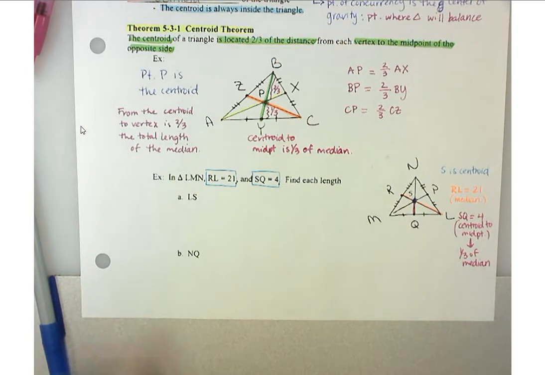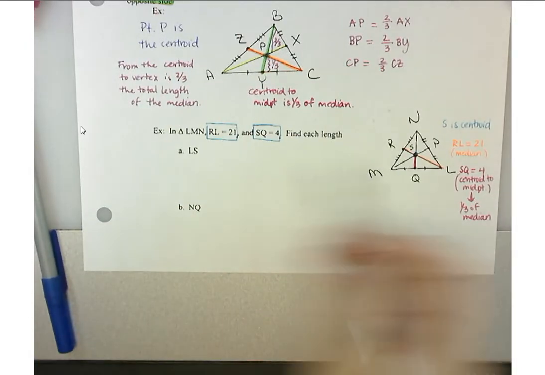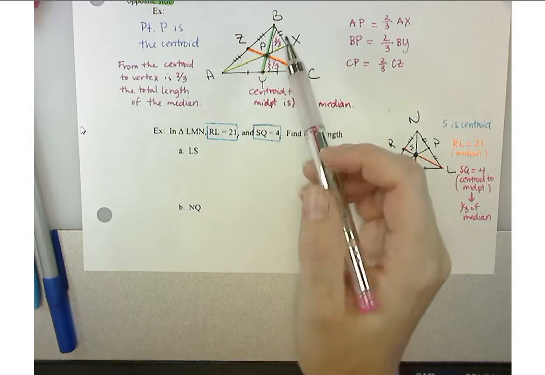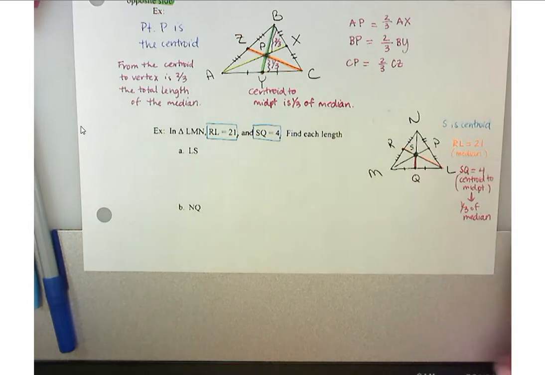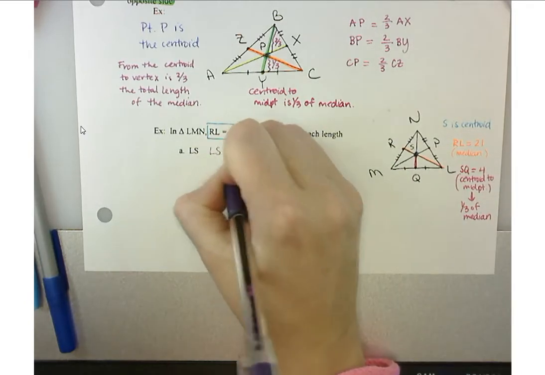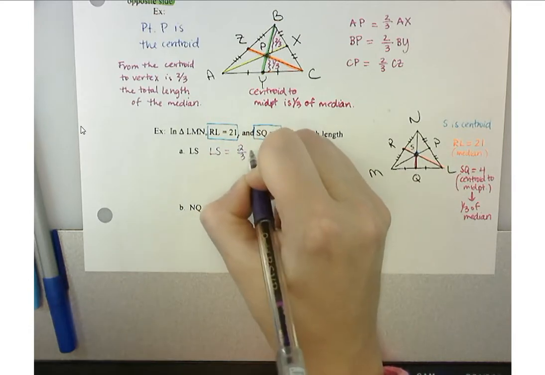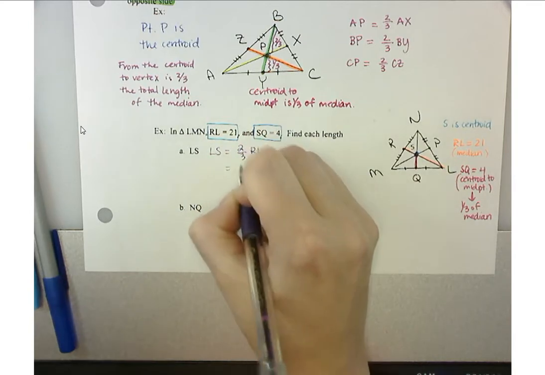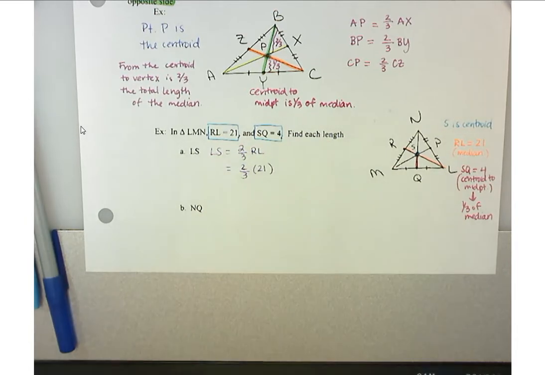All right, so then we have to find LS. In this case, LS is going to be just like BP here. So your LS is going to equal 2/3 of your median, which is RL. So we can take our length for RL, which is 21, and multiply it by 2/3. And then I'll talk to you about another way you can think of this. So we're going to do this without a calculator.